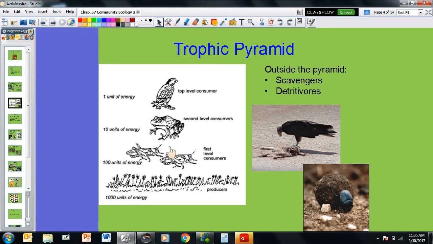So when you get to the top, they only get 1 unit of energy per organism that they eat, which means that they have to eat a lot of food in order to survive. When food chains or food webs fall apart, it's the tertiary consumers, or the third trophic level organisms, that hurt first, because they have so much energy that they need and so much food that they need to catch in order to meet that need. So if the trophic levels fall apart below them, they're the first ones to realize that there's an issue.